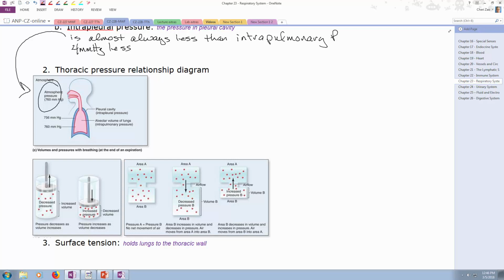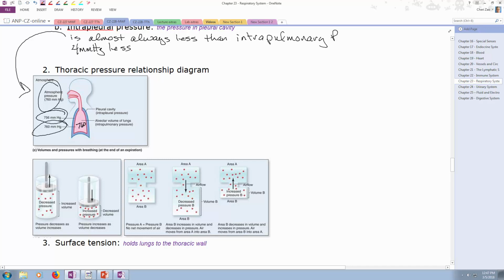If you are a conducting zone structure and you are patent, the pressure inside you is the same as the pressure outside, the world around you. And so that's what we have to understand here. This says 760 right here. So all of that is connected, and therefore the pressure there is always 760 millimeters of mercury unless we're doing something. This is basically just right now at rest. So in our pleural cavity, the pressure is 756 millimeters of mercury.